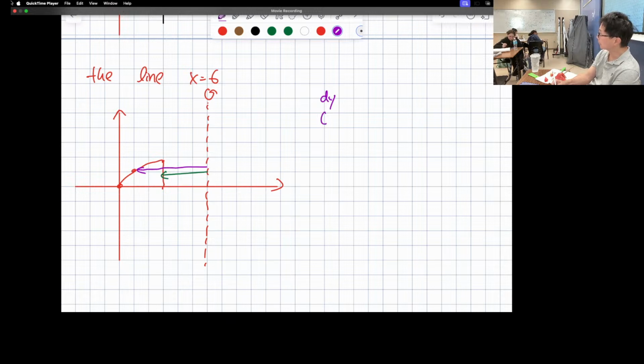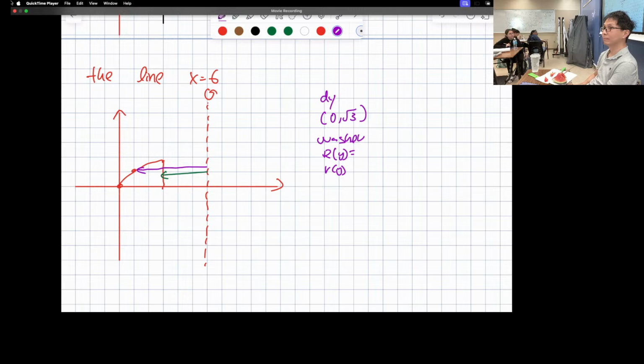What's the boundary? 0 to radical 3, good. Is it disc or washer? Washer. So washer means there is a small r of y and a big R of y. Be careful. I don't want to ask about the big R of y first. I want to ask what is small r of y first. I'm going to call on people. What is small r of y here? Ignacio, what do you think?